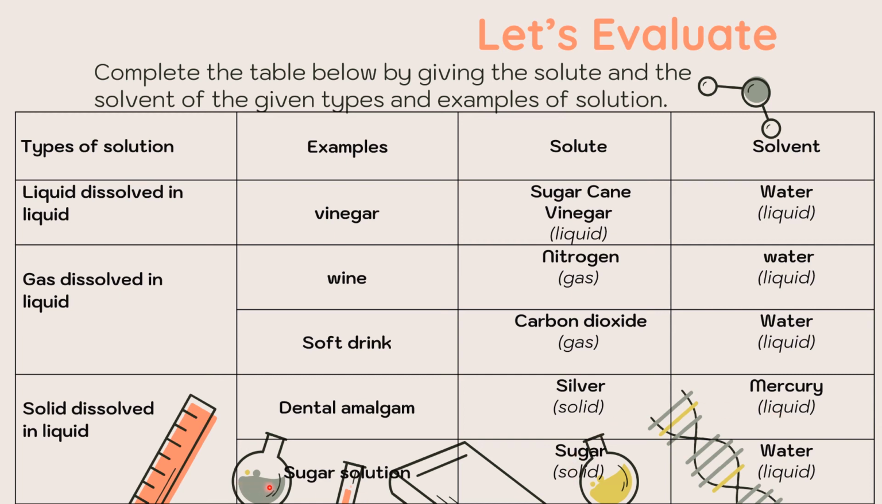Then the last one, we have sugar solution. Our solid and solute is sugar, of course, and then our solvent wherein the sugar will be dissolved is the water, and that is liquid. So don't forget that we have here types of solution, and then you are going to base the components of the solute and solvent on the examples presented in column 2. Okay, so please answer or fill in the needed information here in column 3 and column 4 for our Let's Evaluate.